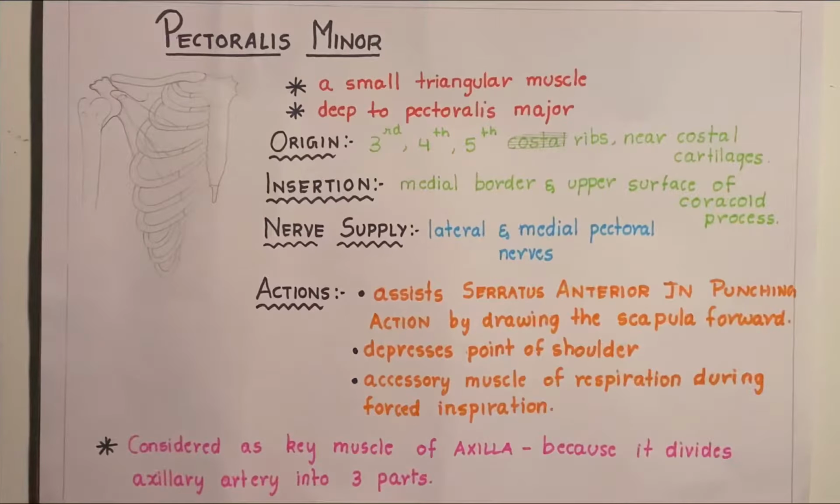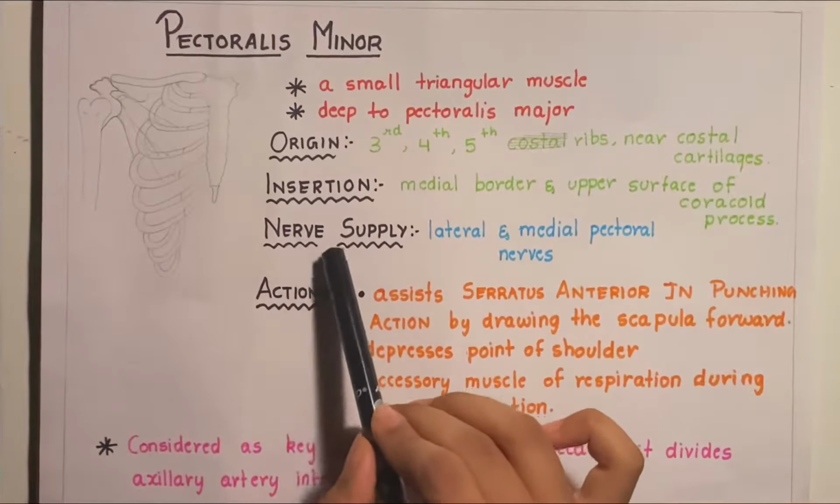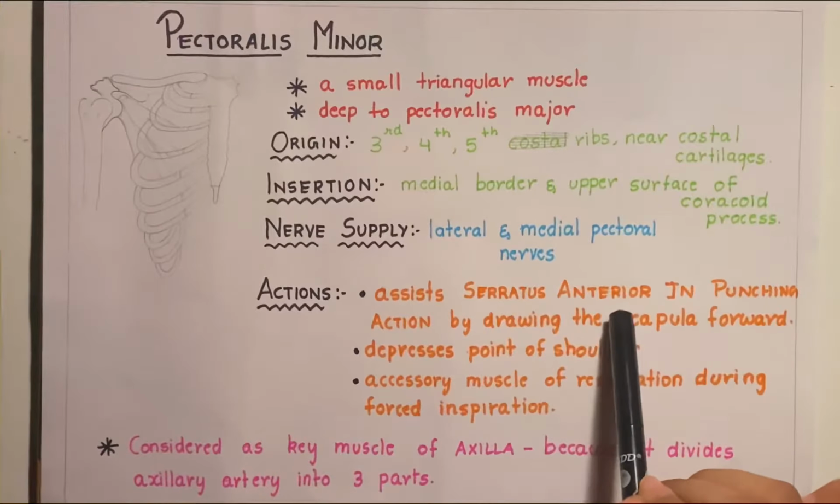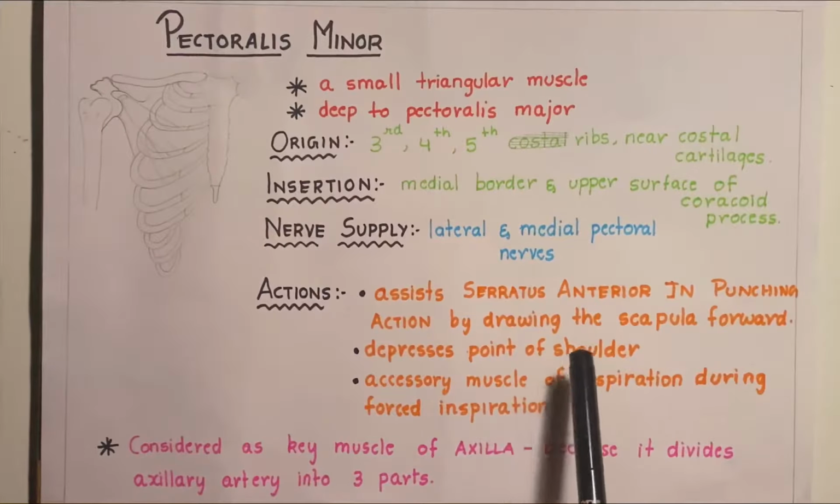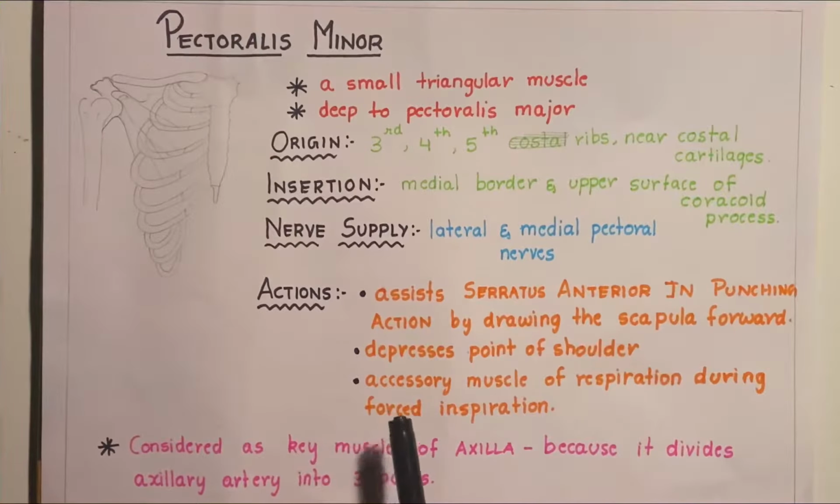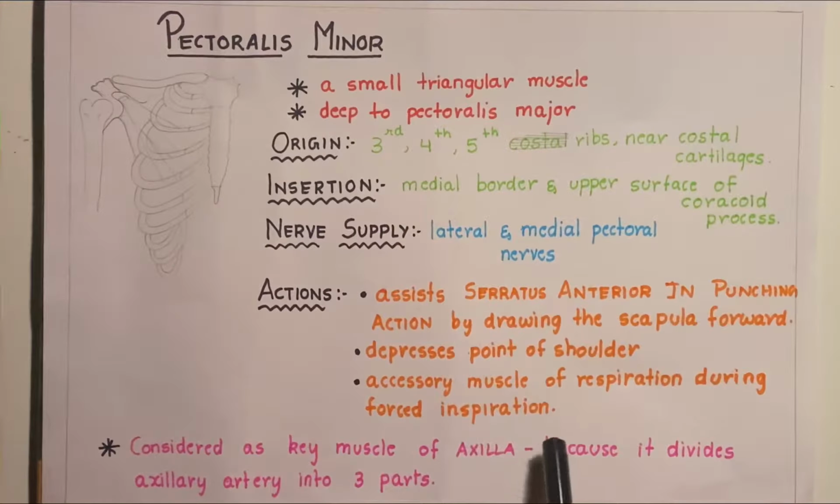Now, coming to the actions of the pectoralis minor muscle, the pectoralis minor muscle assists the serratus anterior in punching action by drawing the scapula forward. It depresses the point of shoulder. It also acts as an accessory muscle of respiration during forced inspiration.